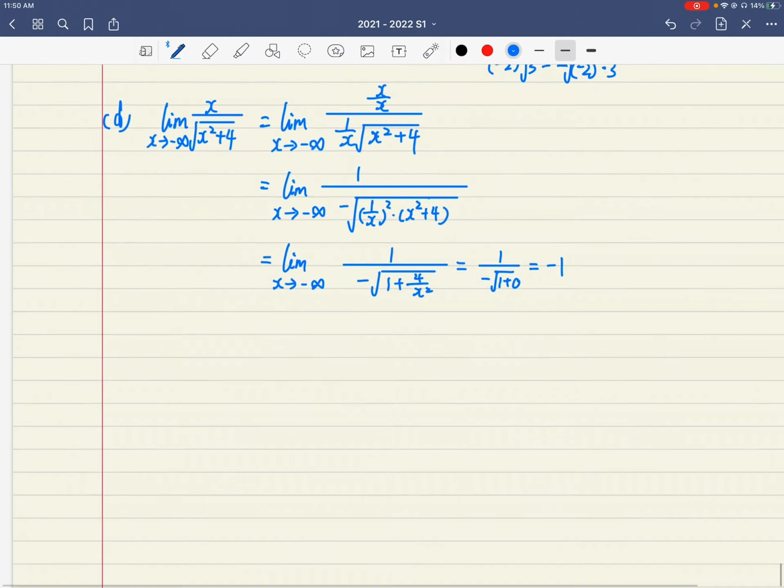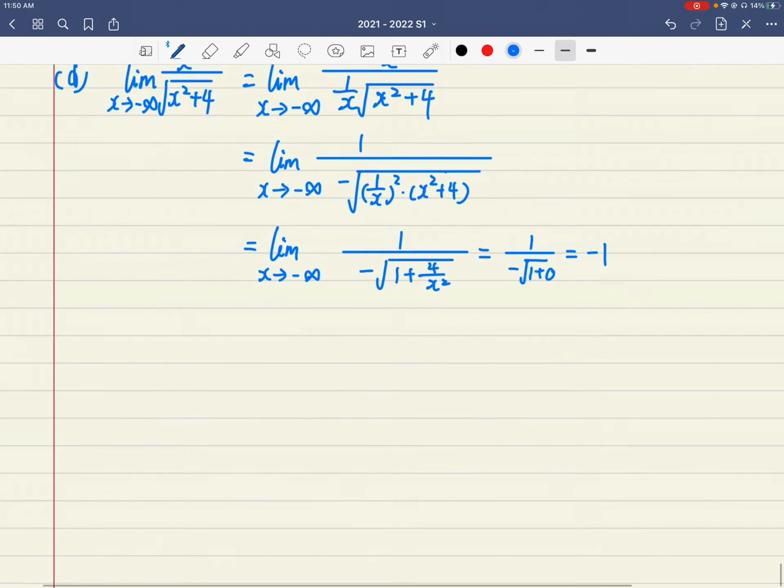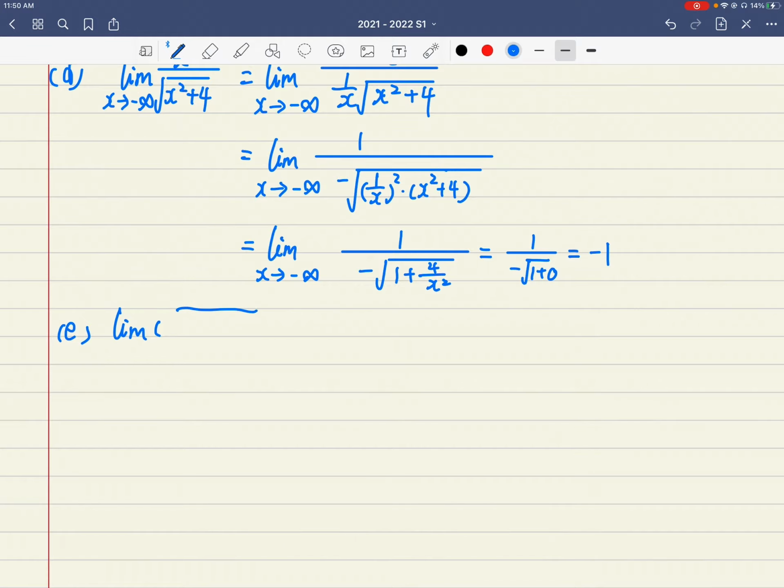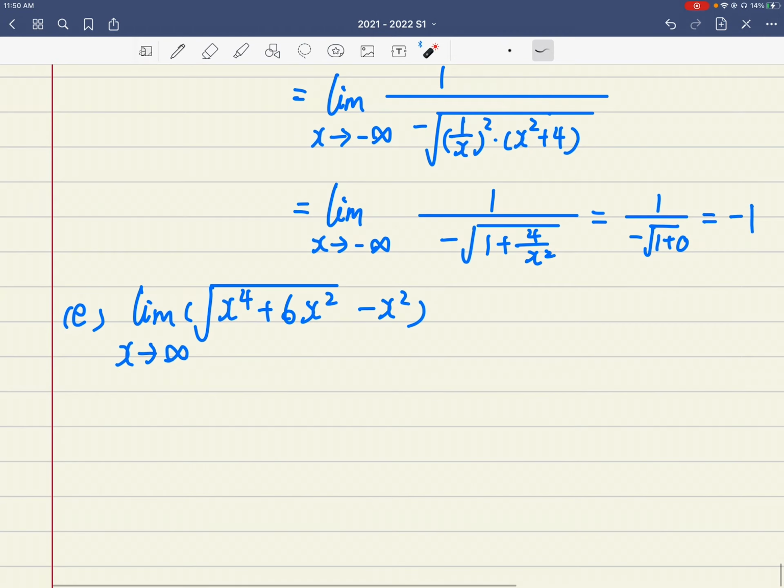So let's do part E. Part E is the limit of the square root of x to the power 4 plus 6x squared, minus x squared, when x is approaching infinity. So again, do the substitution when x is approaching infinity.